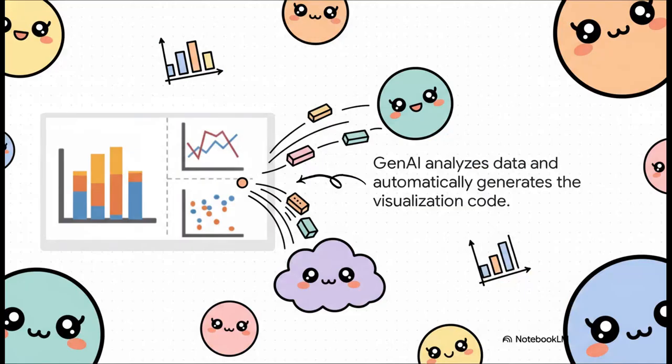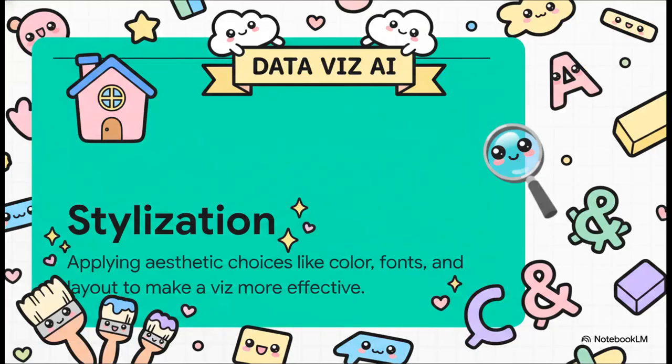You don't have to be a data viz expert anymore. Instead of you sitting there trying to guess which chart is best, the AI can analyze your data's structure and all its relationships and then just automatically generate the code to create the most effective chart. It's amazing. From there, we move into the stylization stage.